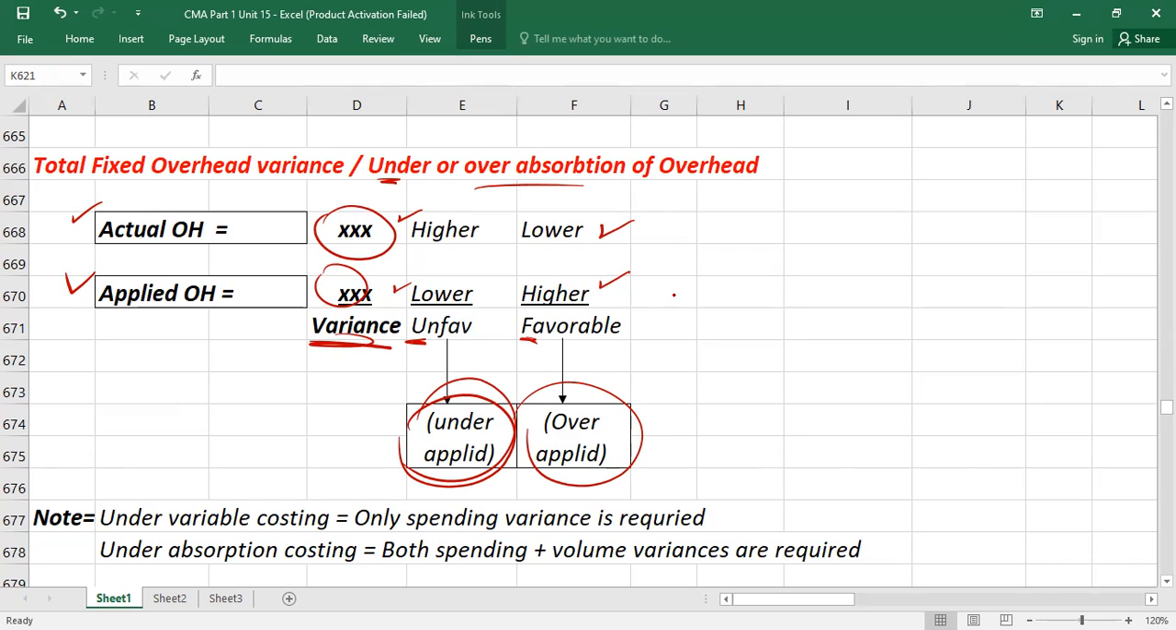I know I didn't tell you the concept, because I cannot explain it here. If I explain it here, you would need in-depth knowledge of absorption costing, how to get under or over applied there. So that is useless even if I explain it. You just need to know whether it is under or over. How to get spending variance, how to get volume variance, that's it. Clear? Understood?